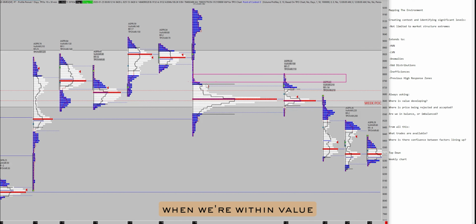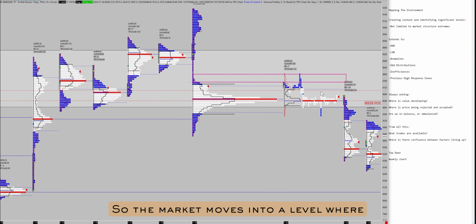So important to remember when we're within value, we're asking where is value developing? Value has maintained this level, okay? So the market moves into a level where we're looking for it to either be accepted and move upward or see a clear sign of rejection. Okay, now from what we know, the value area, when we move outside of the value area and gain acceptance back into the value area, we're more than likely going to at least return to the point of control, but more than likely going to cover value.